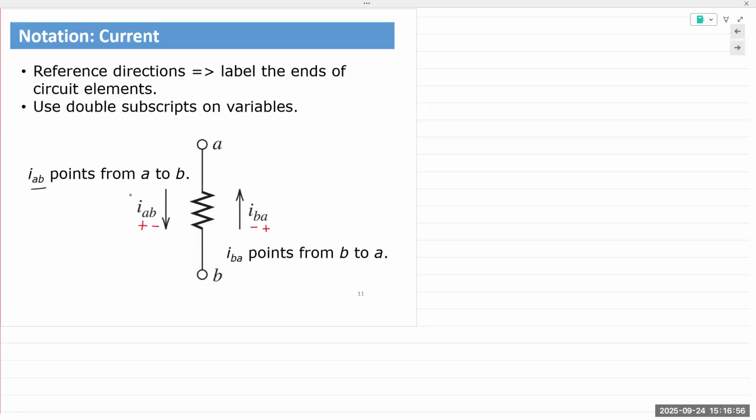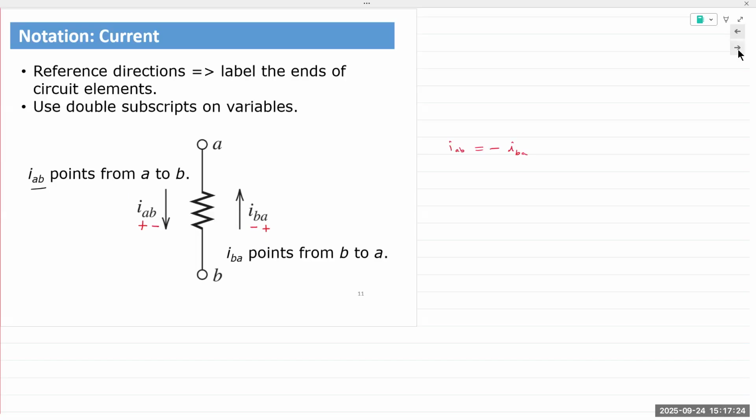The first subscript is the point of origin. The second one is the destination. IAB means it's flowing from A to B. IBA means it's flowing from B to A. And obviously, mathematically speaking, IAB is equal to minus IBA and vice versa. The minus sign simply indicates the current direction is flipped. That's all it means, it doesn't mean anything else.